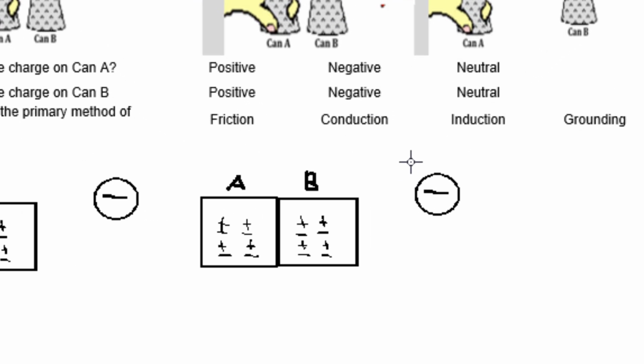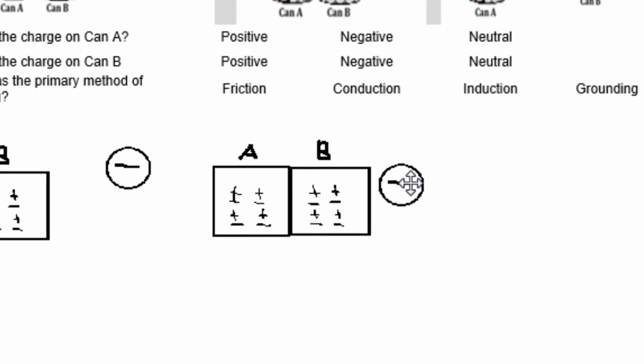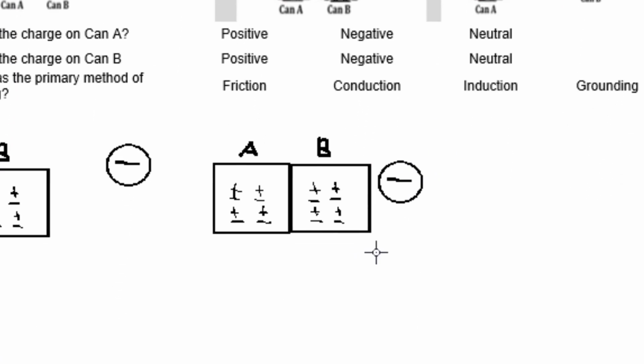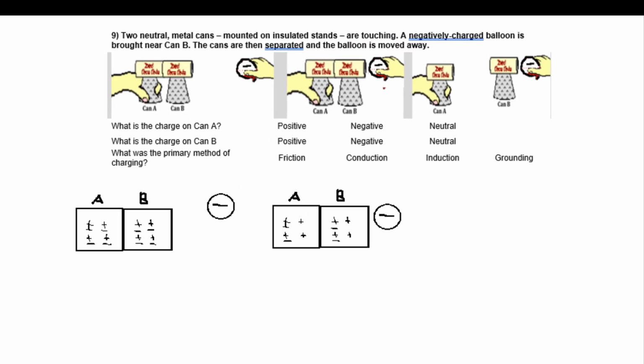In the second part of this question, it shows this negative balloon getting close to the cans but not touching. Now this is going to cause the electrons to want to move away from the negative balloon. We call that induce. It's going to induce the electrons to move away. So I'm going to have at least 2 electrons run here in this can and 2 electrons run in this can. And they are going to run all the way to this end over here.